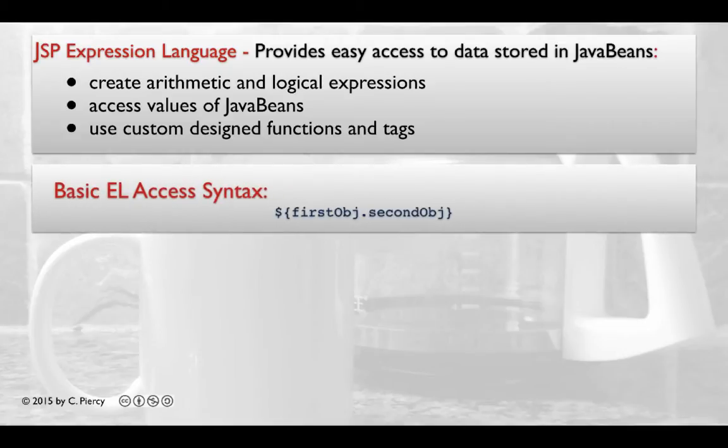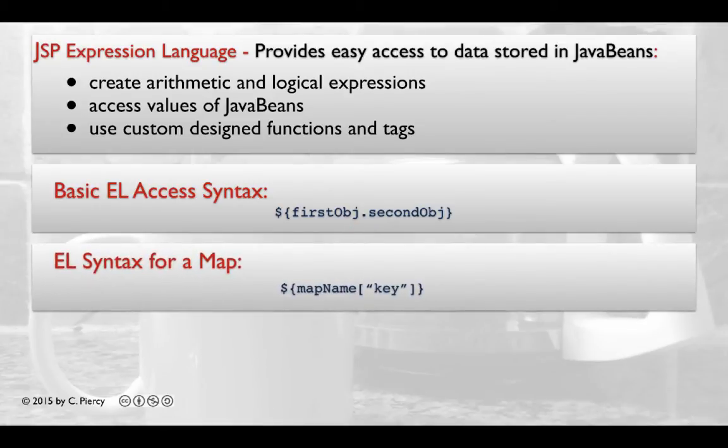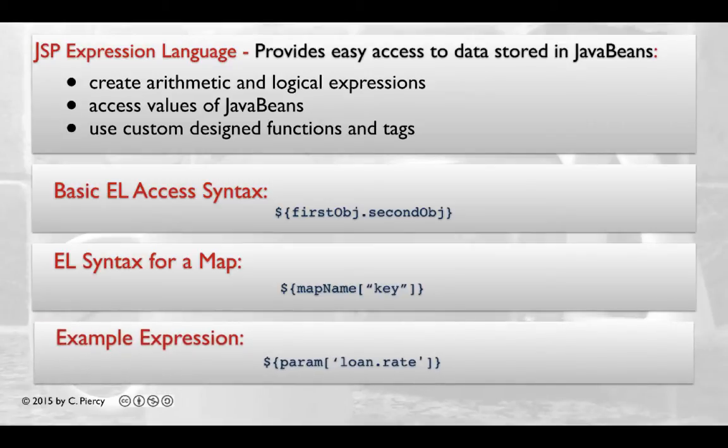The basic syntax of a JSP expression language tag is shown here. Note the dollar sign and the braces and the dot notation used to separate the different objects that we'll be looking at. Alternatively, instead of dot notation, there are times when we can use square brackets, such as with a map when we want to specify the key to the map. We can also use expression language to access some implicit objects that are available with our JSP. In this example, we're directly accessing one of the request parameters using the param keyword.